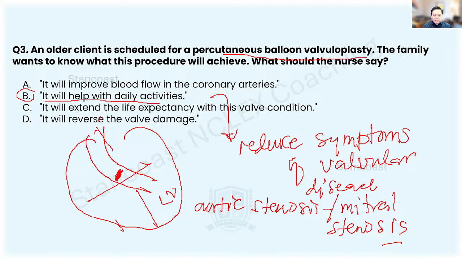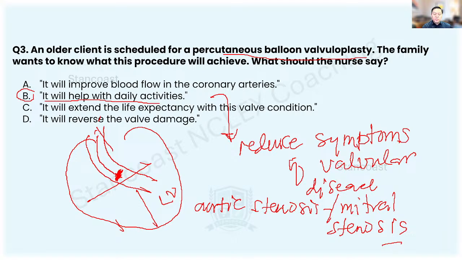Remember that stenosis right here? The valvuloplasty balloon will be introduced into the artery and situated right here. That balloon will open up that stenosed valve. Okay? It will open it up.